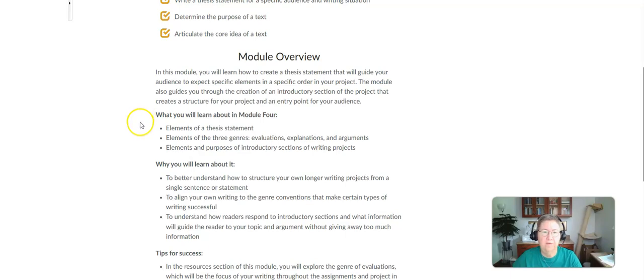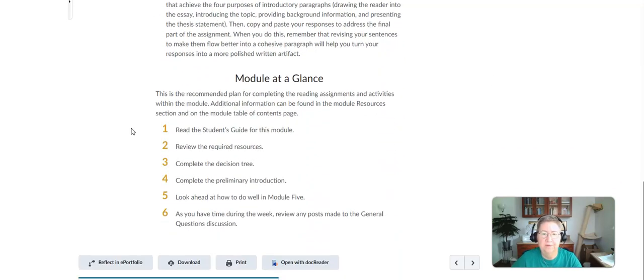If you go under module overview, it lists actually the 3 things that you will focus on, what you will learn about in module 4: elements of a thesis statement. So you'll actually be writing a thesis statement. Elements of the 3 genres, evaluations, is what we're going to focus on. And then elements and purposes of introductory sections of writing projects. So you will be writing the introduction paragraph for your writing project, beginning with the draft next week. So you'll have the thesis statement and the introduction paragraph already written to get you ready to start on the draft next week. As always, you'll want to review the module overview along with the tips for success.